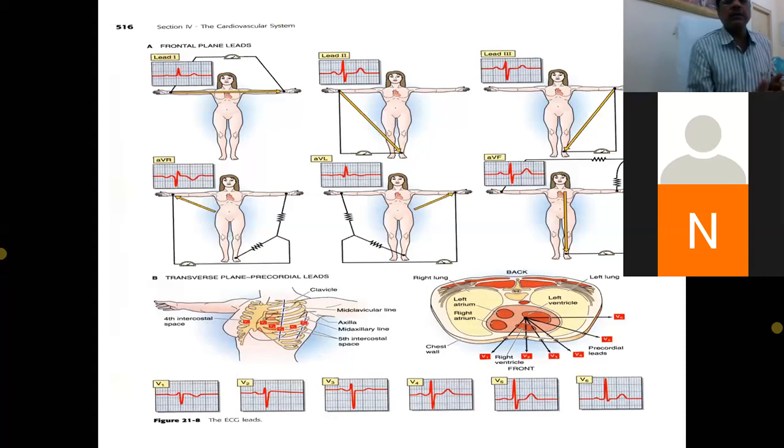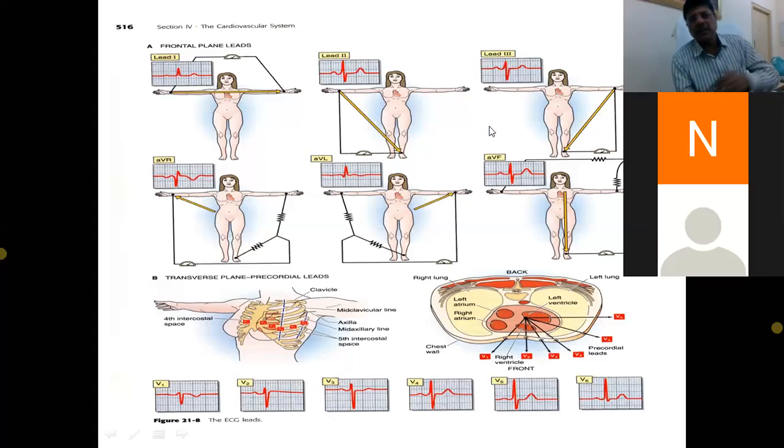whether you are going to get a positive lead or a negative lead, whether you are going to get a positive wave or a negative wave. An upward deflection we will call a positive wave, and a downward deflection we will call a negative wave. So when you are recording the ECG from any lead, whether you are going to get an upward deflection, that is a positive wave, or a downward deflection depends on the average dipole, the net dipole.